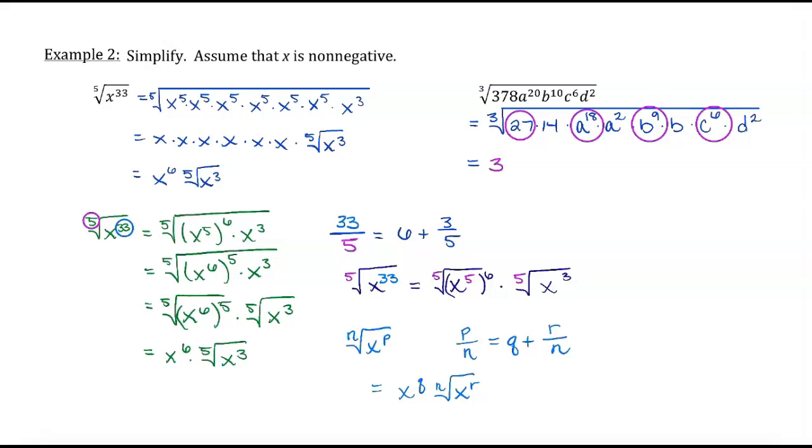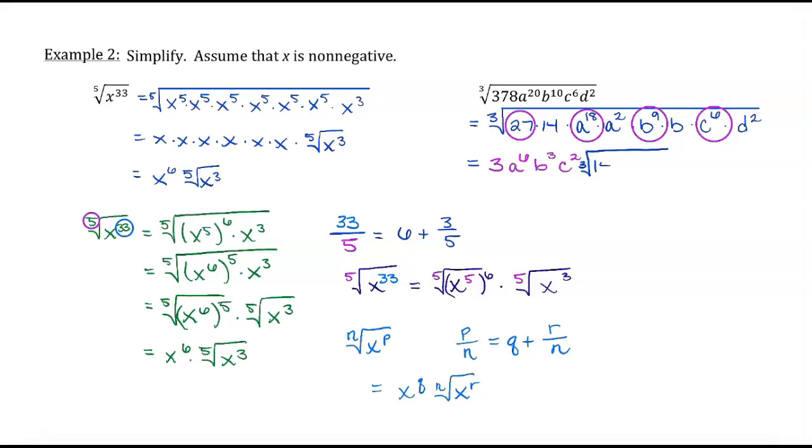The cube root of a to the 18th is a to the 18 divided by 3, or a to the 6th. The cube root of b to the 9th is b to the 9 divided by 3, or b cubed. And the cube root of c to the 6th is c raised to the exponent of 6 divided by 3, or c squared. Now let's consider what's still left inside our cube root.